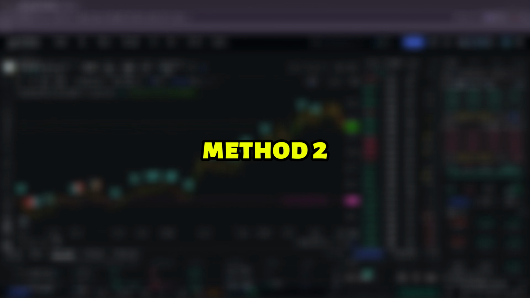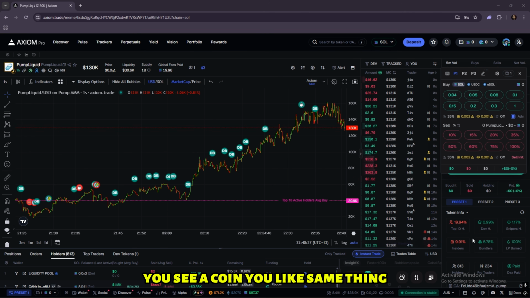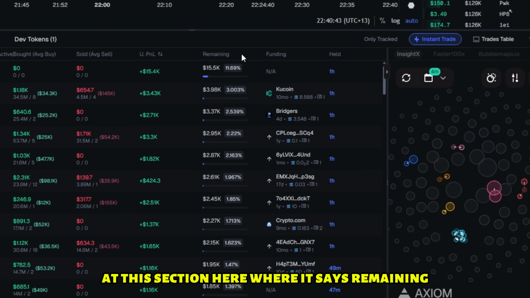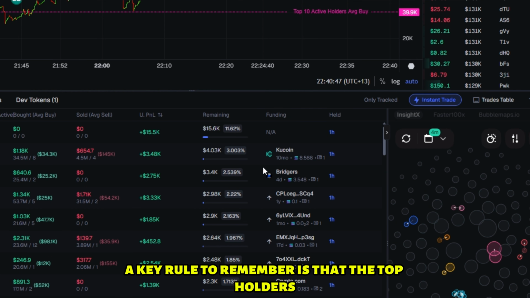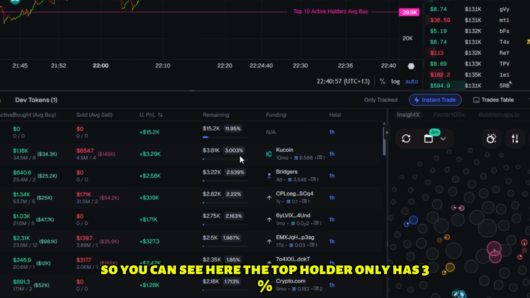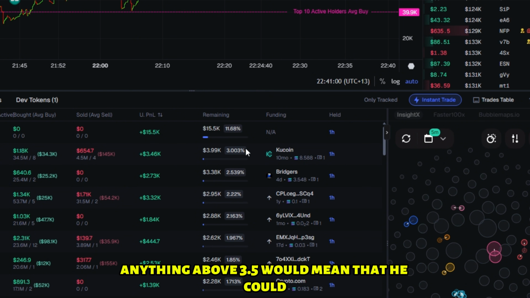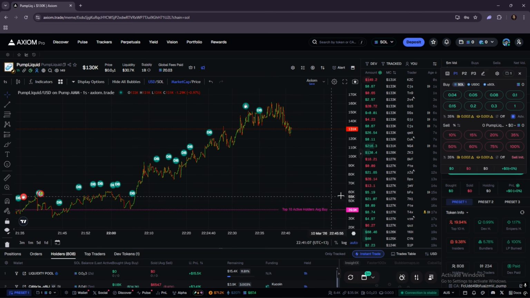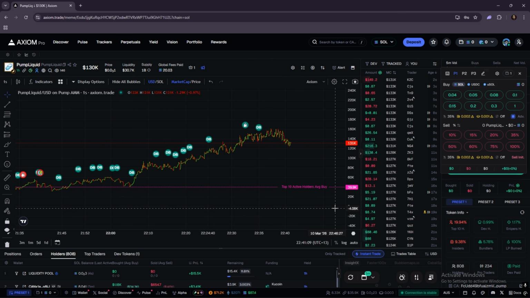Now method number 2, holding percentage. You see a coin you like, same thing, you come down to your holders and you want to look at this section here where it says remaining. A key rule to remember is that the top holders should not be holding more than 3.5%. So you can see here the top holder only has 3%. Anything above 3.5 would mean that he could full clip the chart all the way down to 50% or even sometimes like 0 if they sell.